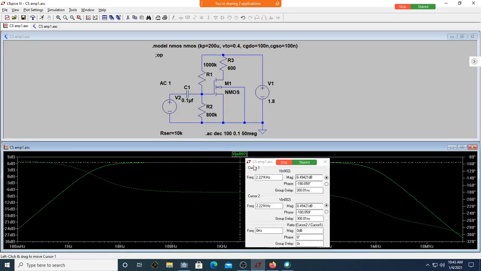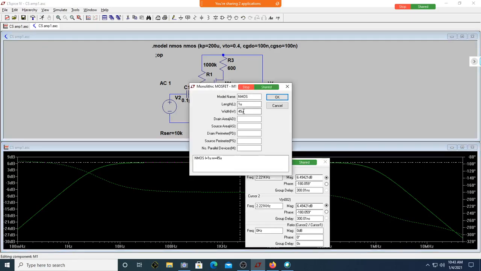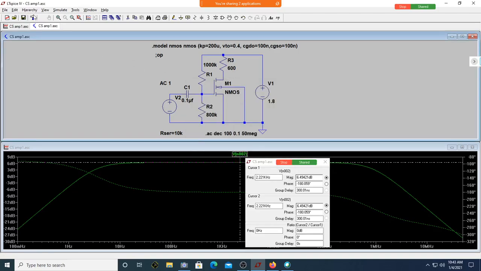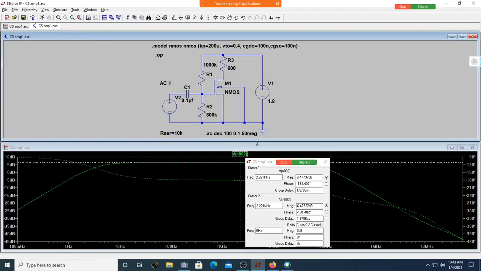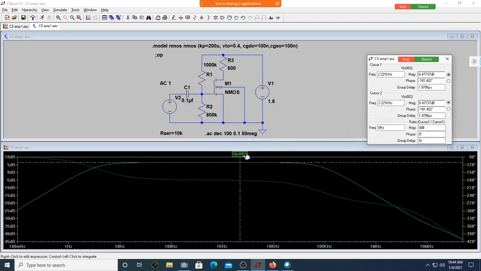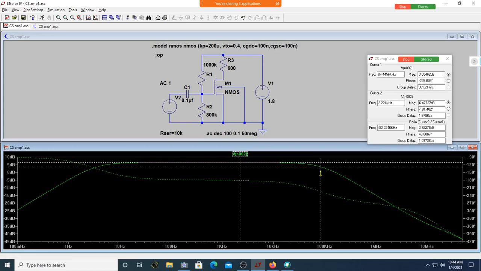What are F1, F2? F1 is 3 hertz, and F2 is 80 kilohertz. Correct? Because we went to the original value. Sorry, it was 450, no? It is 450 and then 450 and 10. Okay, now it is 80 kilohertz and 3.4 hertz. Correct? See now this is 84, 85 kilohertz. And this is 3 hertz.